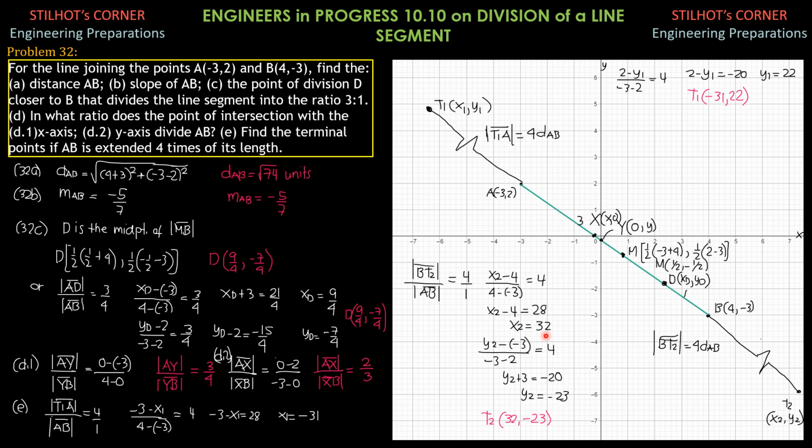Then likewise, for the vertical projection, y2 minus negative 3 as to negative 3 minus 2 equals 4. So y2 plus 3 equals 4 times negative 5, negative 20. So y2 is negative 3 minus 20. Y sub 2 is negative 23. Therefore, the coordinates of point T sub 2 when AB is extended 4 times its own length is at 32, negative 23.